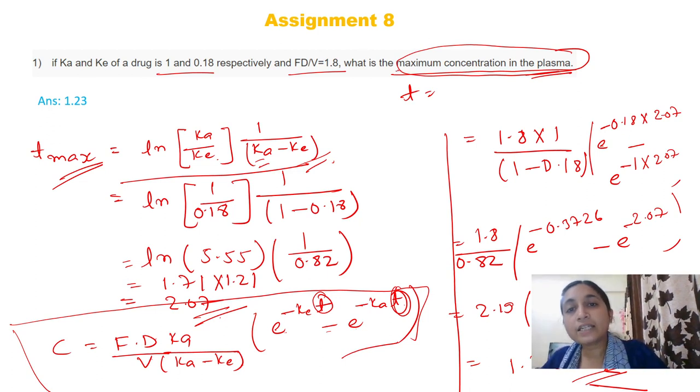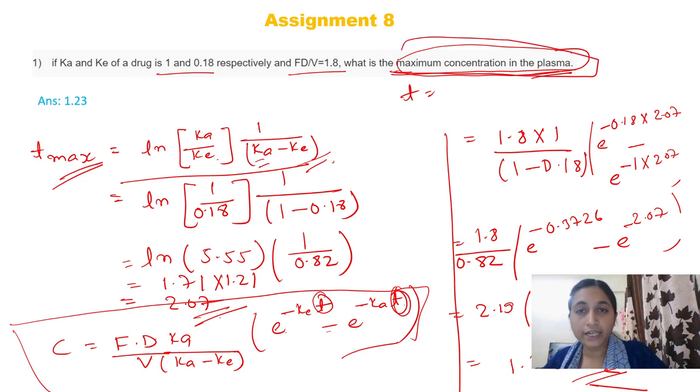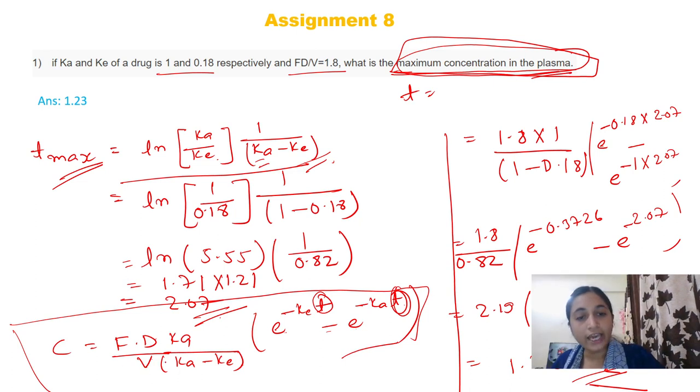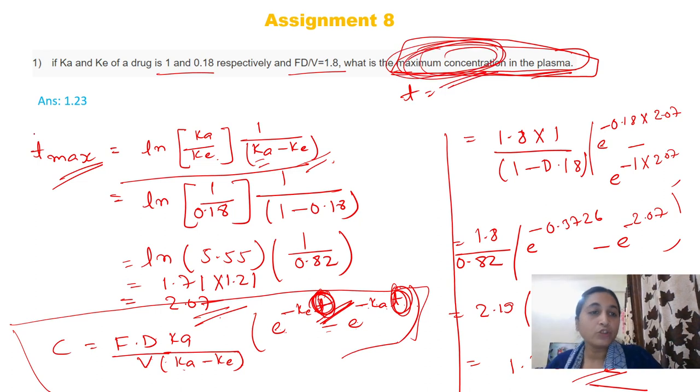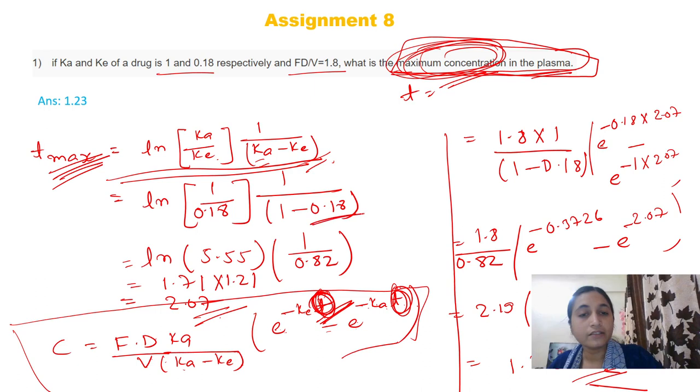In this question, they have asked to calculate the maximum concentration in plasma. The formula is F into D upon V, K upon K minus KE, into e to the power minus KE T minus e to the power minus KA T. So we require T here, T max, to calculate this maximum concentration in plasma. For T max, we use this formula, put in the values of K upon KE and 1 upon K minus KE, and solve it. Then you will get the T max value 2.07. After that, you put all the values in this and get the answer.